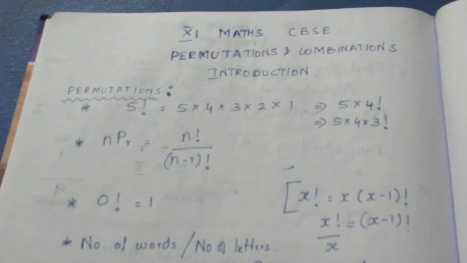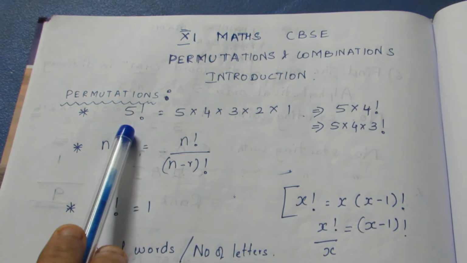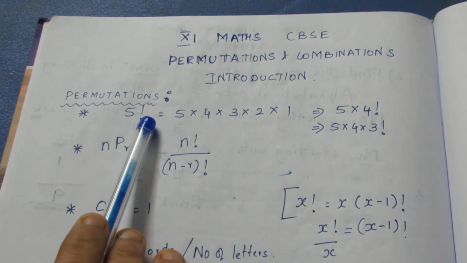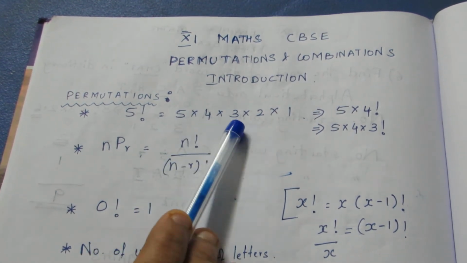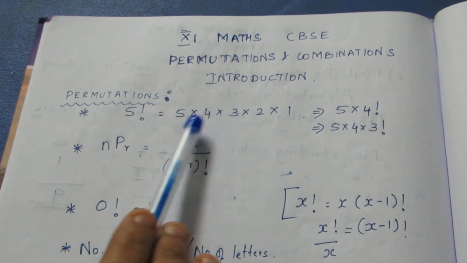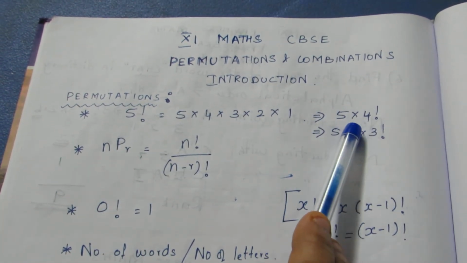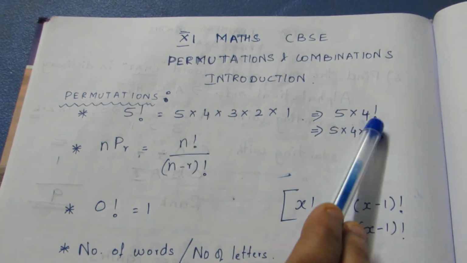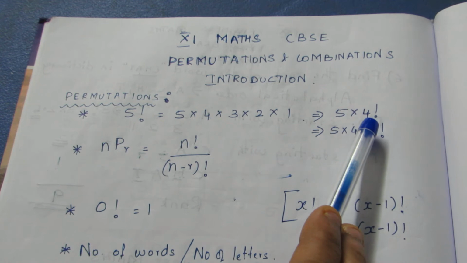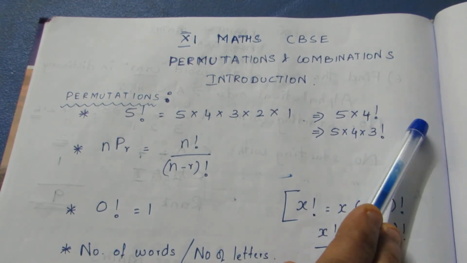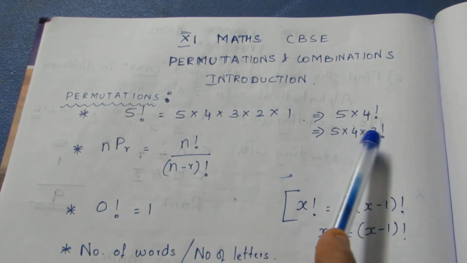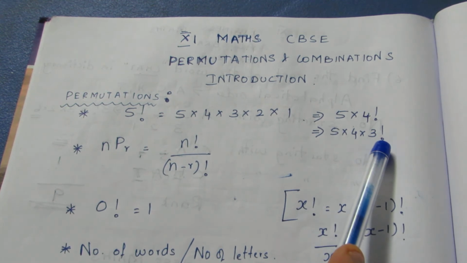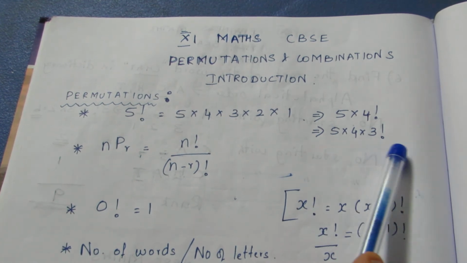Now let's see the permutation formula first. This is called factorial. 5 factorial means it should be multiplied in reducing numbers: 5 into 4 into 3 into 2 into 1 is the factorial of 5. We can also write this as 5 into 4 factorial, which means 5 into 4 into 3 into 2 into 1, till 1 only. We can also write this as 5 into 4 into 3 factorial, because 3 factorial is 3 into 2 into 1. The descending multiplication is the factorial.